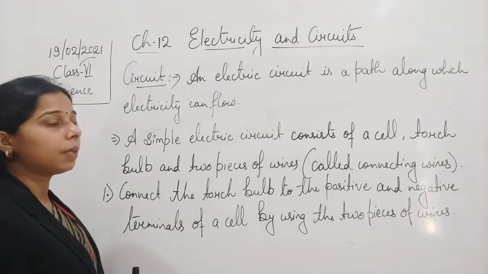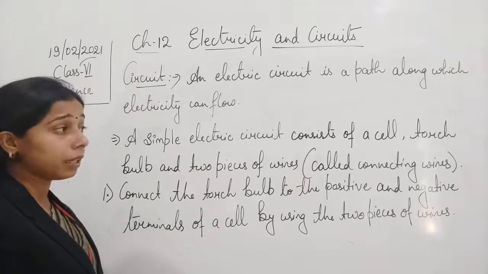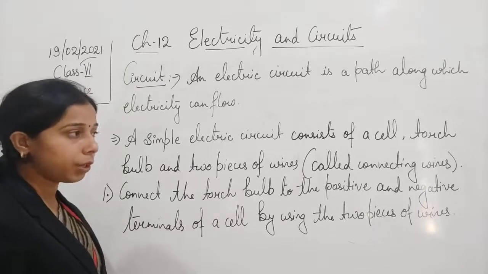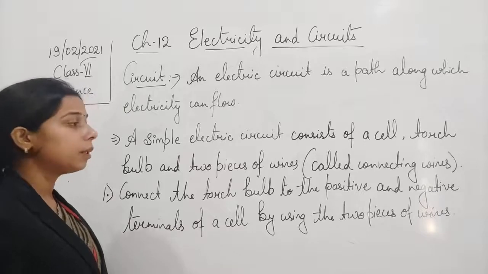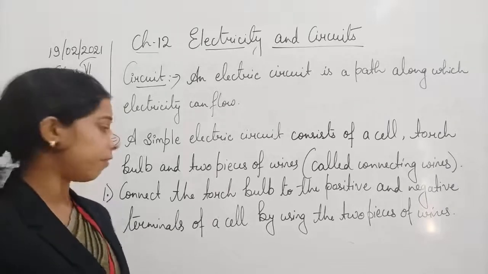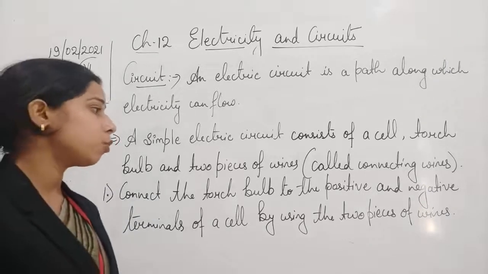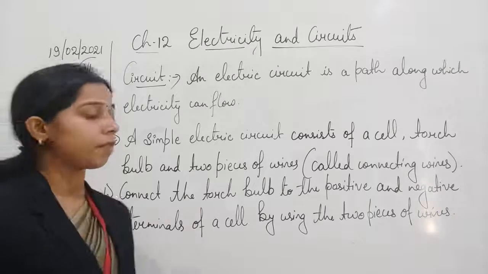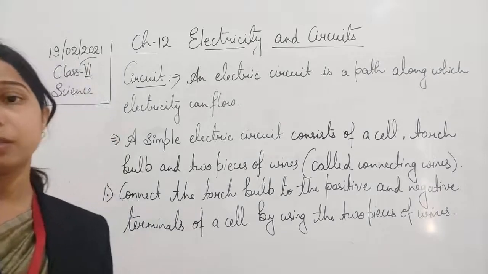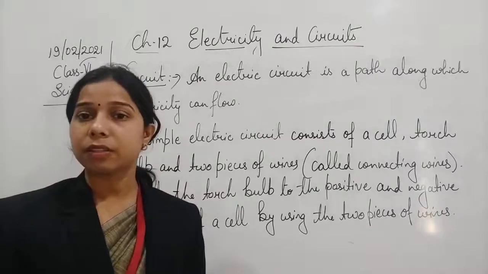So first of all, we will take all these things, students. The cell will help in producing electricity. The torch bulb will show that electricity is produced by glowing. And the two pieces of wire help in connecting the parts to each other. Now we will connect the torch bulb to the positive and the negative terminals of the cell with the help of two pieces of wire. The rest we are going to discuss in the next class.